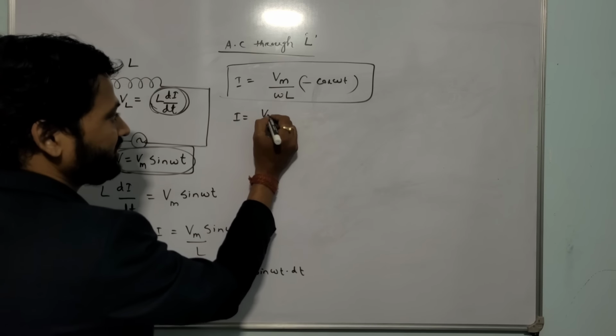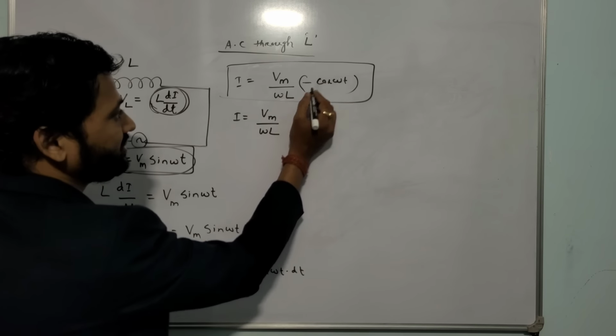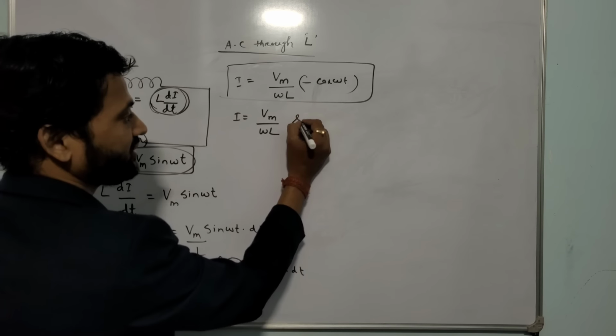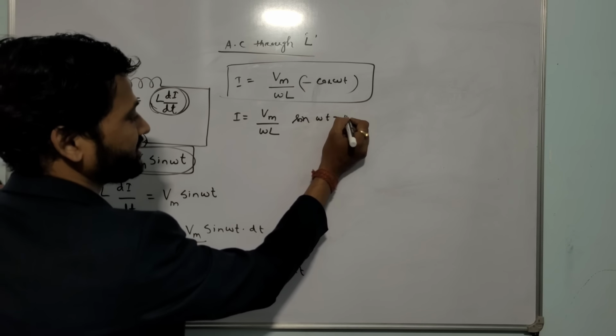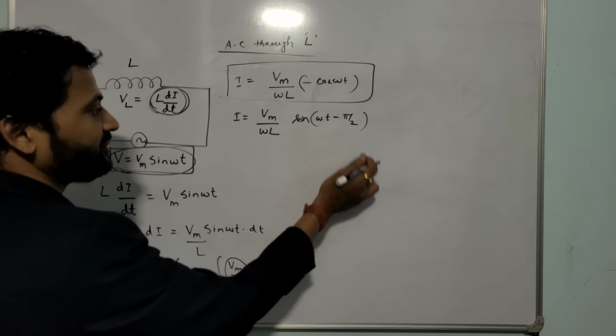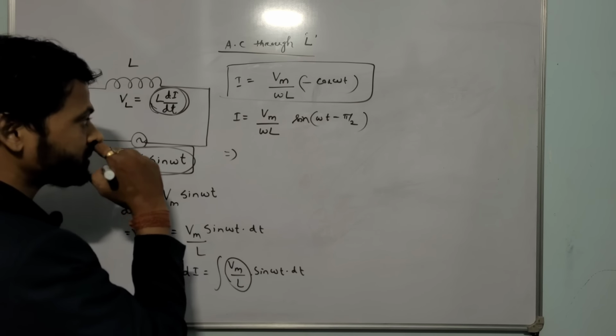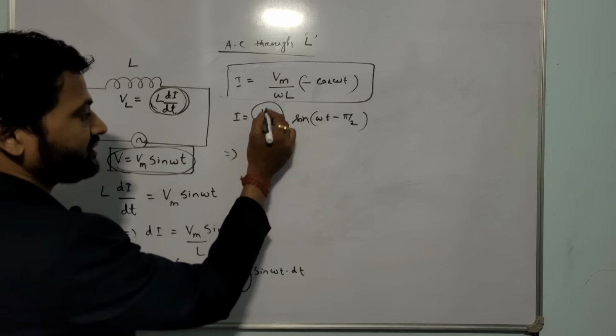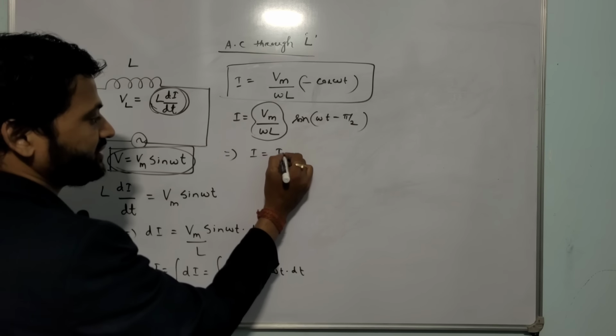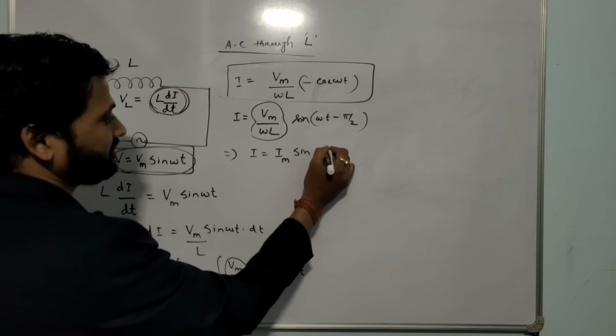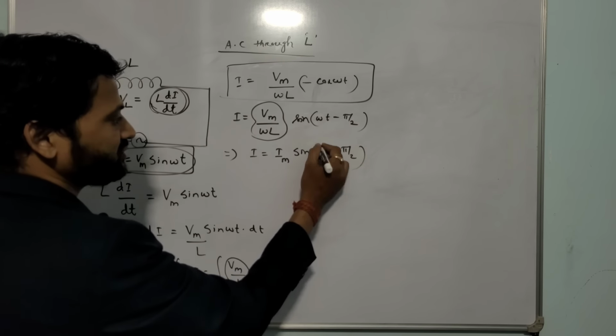How? I can write Vm by omega L, and in place of minus cos omega t, I can write sin omega t minus pi by 2. Sin theta minus 90 is minus cos theta. Understood? So let this part be Im, meaning I is equal to Im sin omega t minus pi by 2. Why Im?